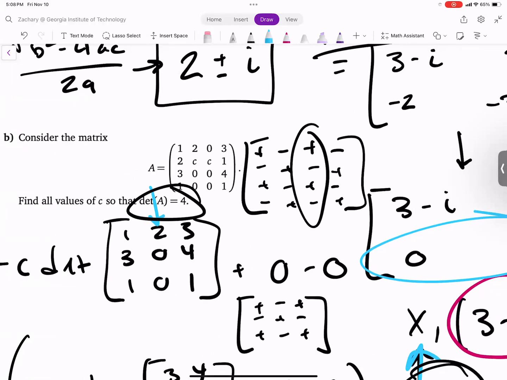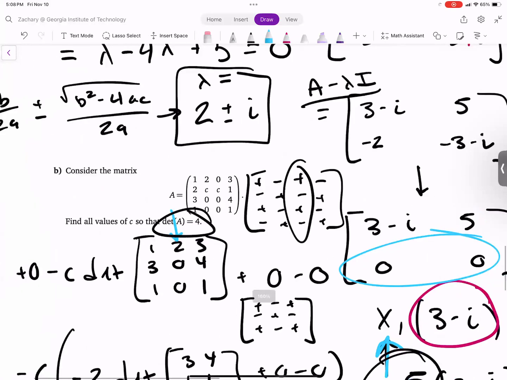When I draw this box, I just think this is easier. Cool?